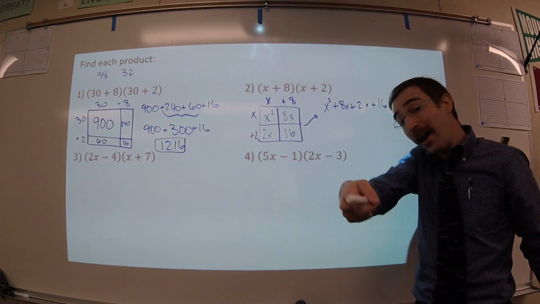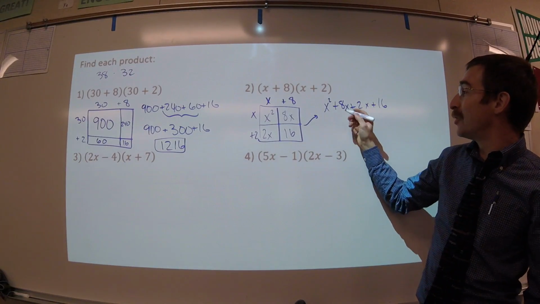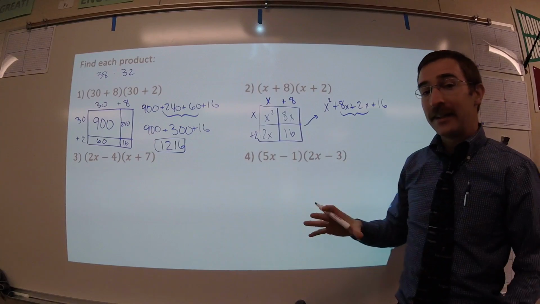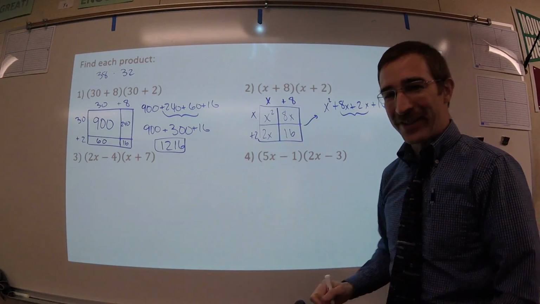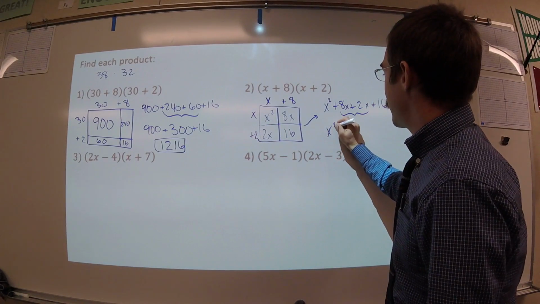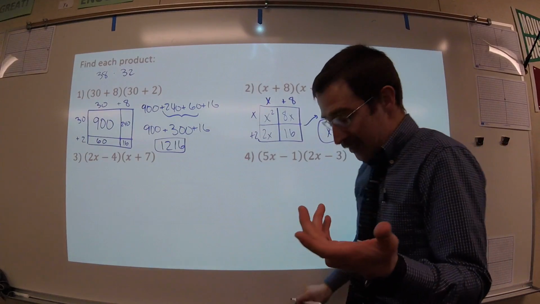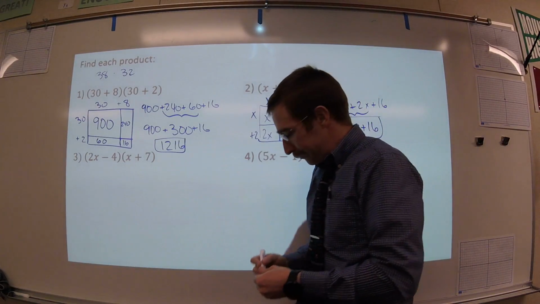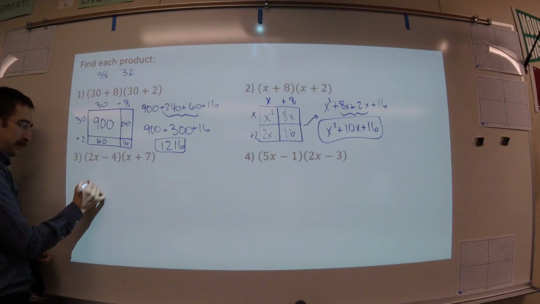Hey, check it out. There are some like terms here. We got an 8x and a 2x. We can combine that to get a 10x, right? Because 8 and 2 makes 10. So here, x squared plus 10x plus 16, and that's it. That's our product. That's what we get when we multiply them. All right. Let's move on. Just a couple more examples.